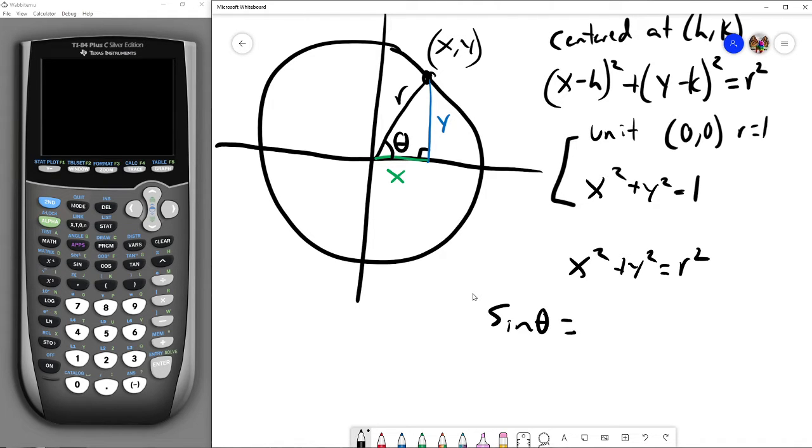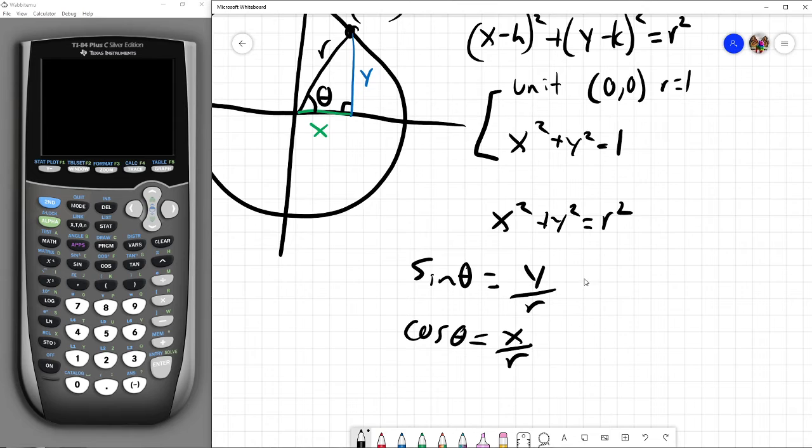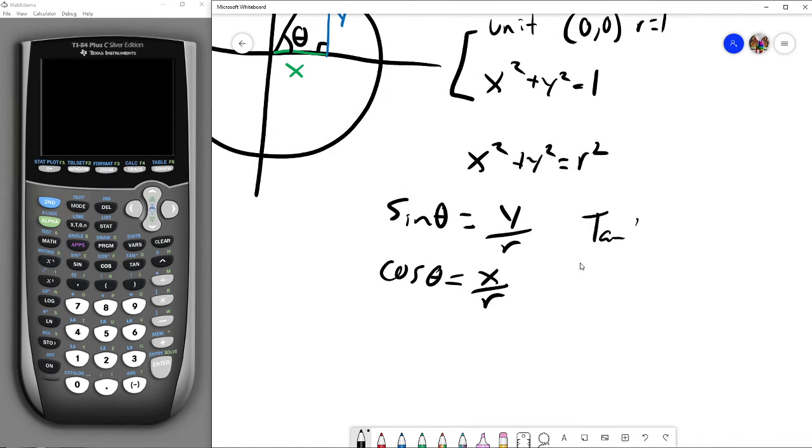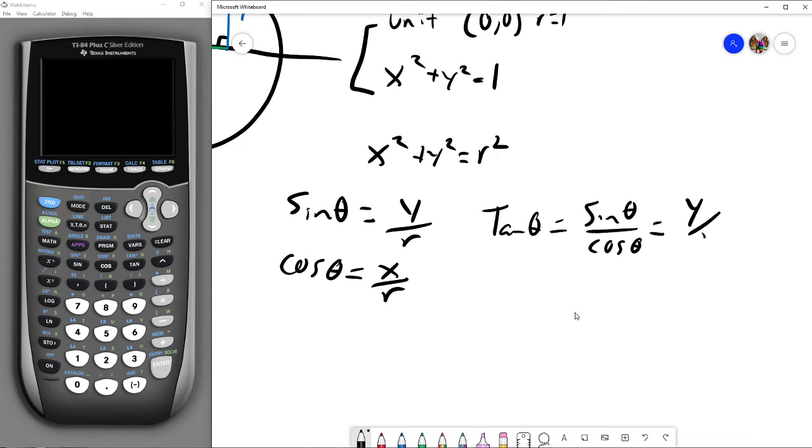We define sine theta to be y over r, cosine theta to be x over r, and from there we define the other four trig functions. So tangent theta was, we said sine over cosine, so sine theta over cosine theta, which was the same thing as y over r over x over r, which is the same thing as just y over x. And cotangent theta, we can similarly obtain x over y.